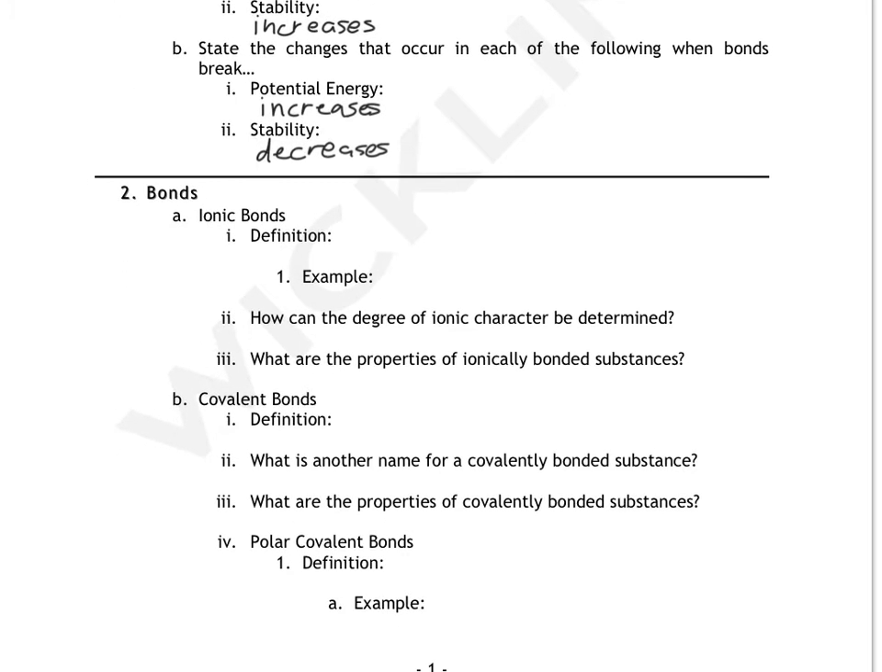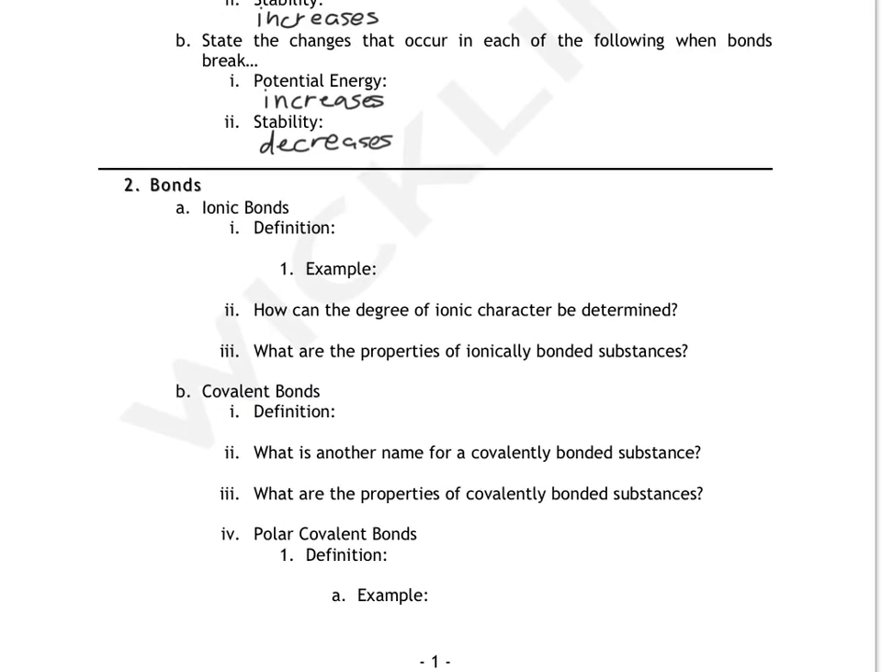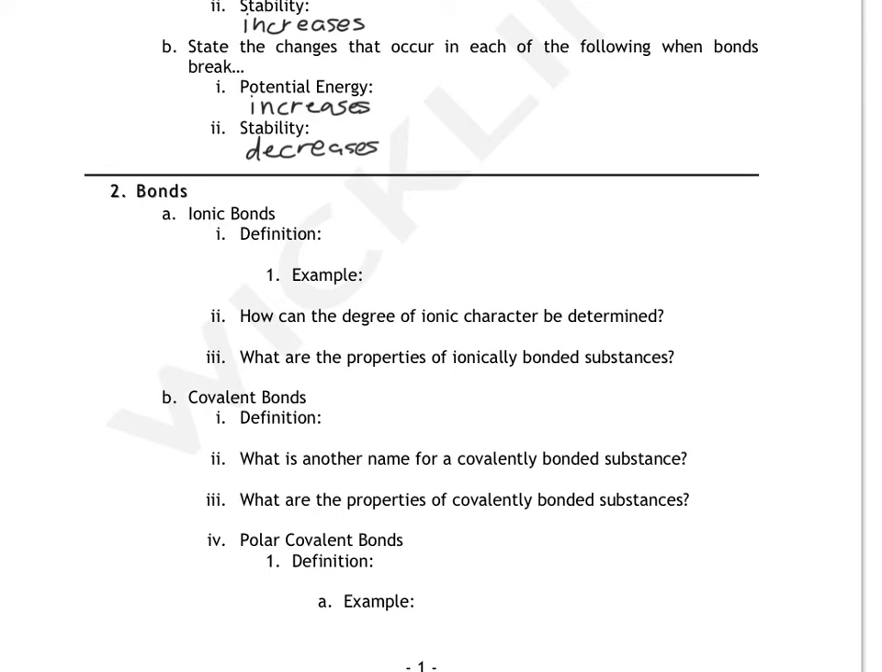On to bonds. We have our ionic bonds, we have our covalent bonds, and of course we have our metallic bonds, which I believe are on the next page. So the definition of an ionic bond is the transfer of electrons between a metal atom and a nonmetal atom. A good example could be between any metal and nonmetal. For some reason, I'm thinking about sodium and bromine right now. Sodium would give its only electron to bromine as it would transfer.